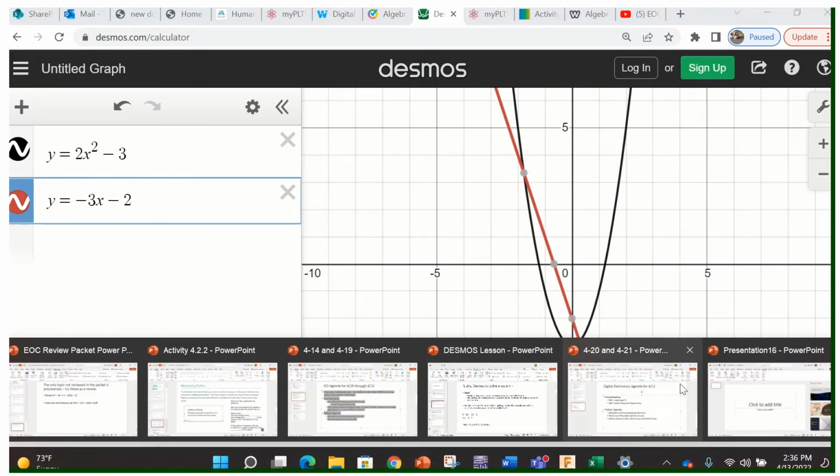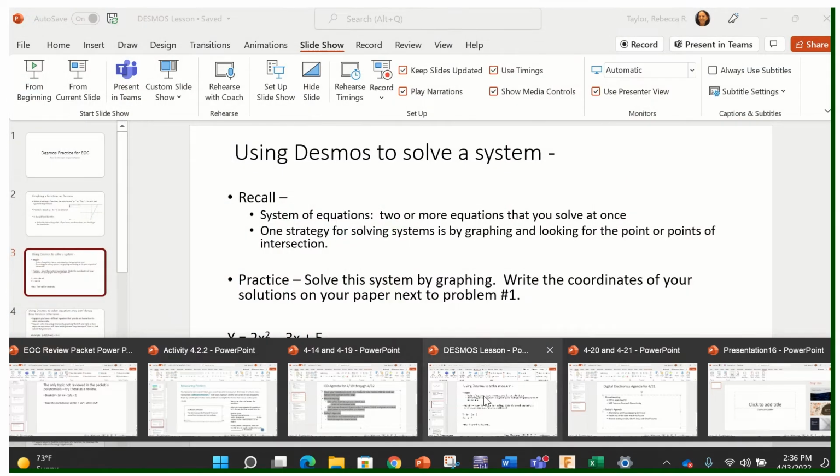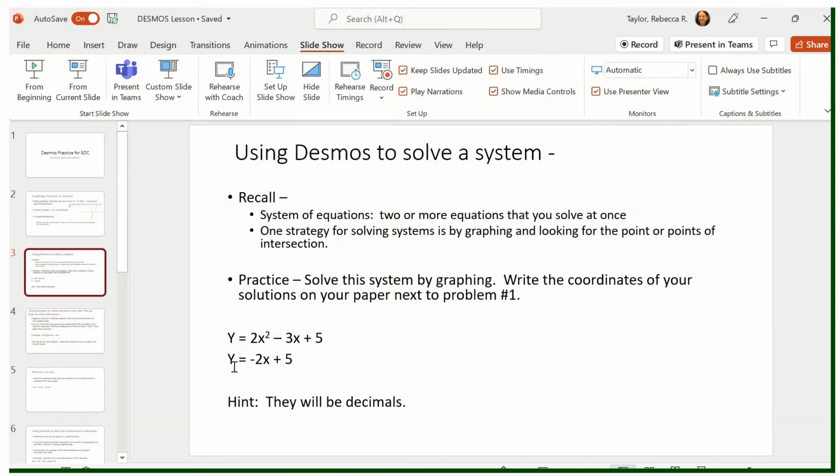All right, so what you're going to do is solve this one. So pause the video. And if you're in class, we're going to stop class and I'm going to give you some time to graph that. And next to the number 1 on your piece of paper, you're going to write the answers to that. So take a hot second and pause the video and write down your answers.